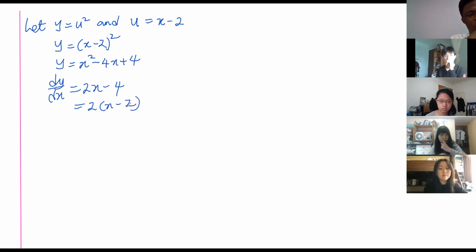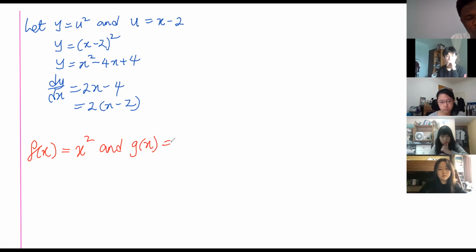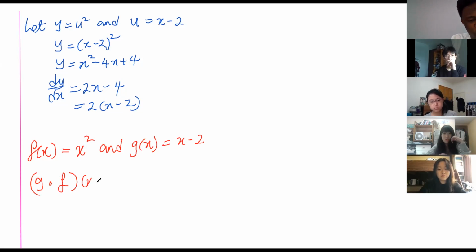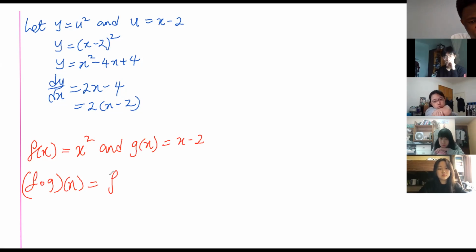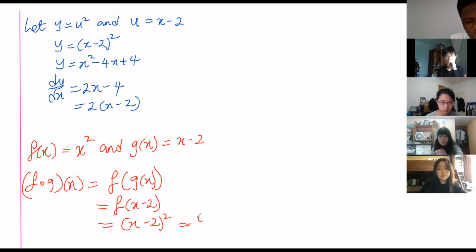Which is simply 2x minus 2. This same problem is this. F of x is equal to x squared, and g of x is equal to x minus 2. Then f composed with g of x will be f of g of x, which is simply f of x minus 2, which is simply x minus 2 squared. So let this be our y.